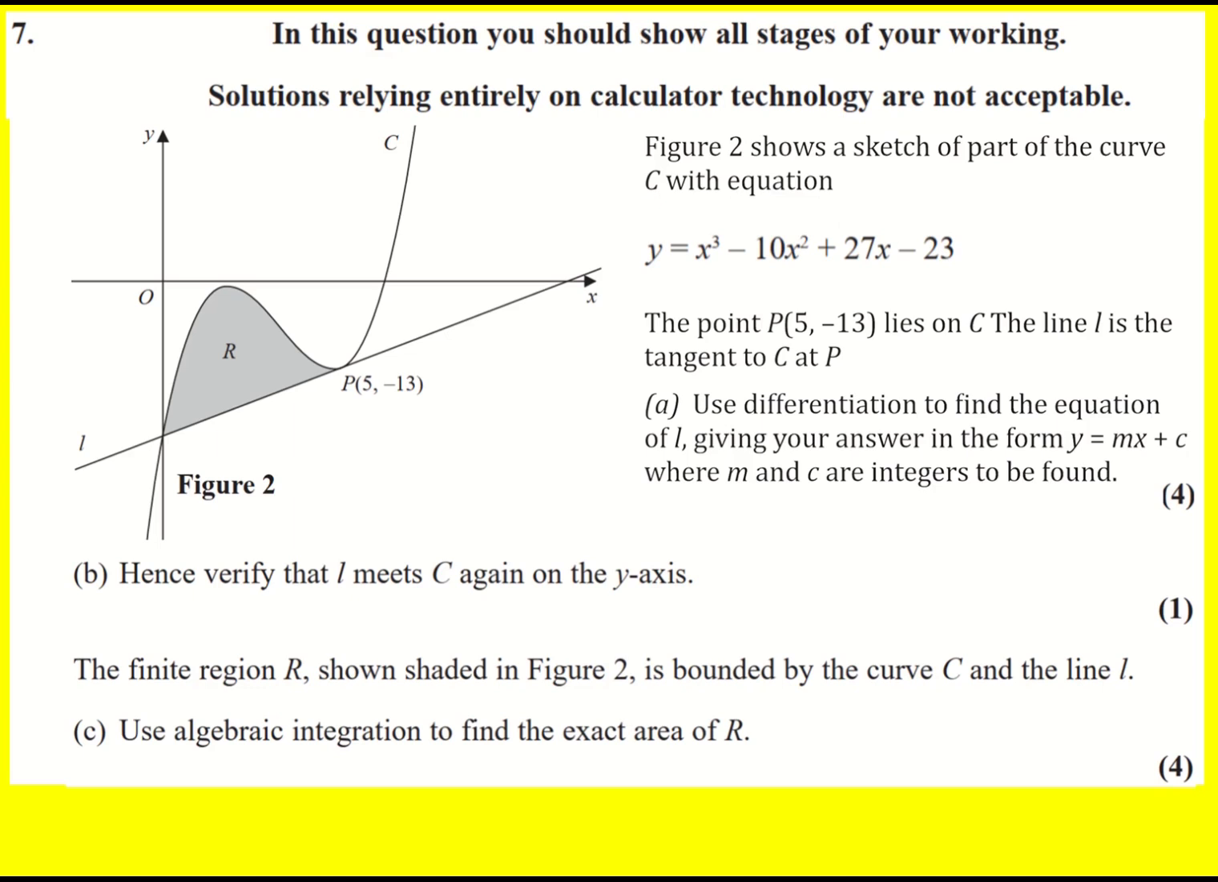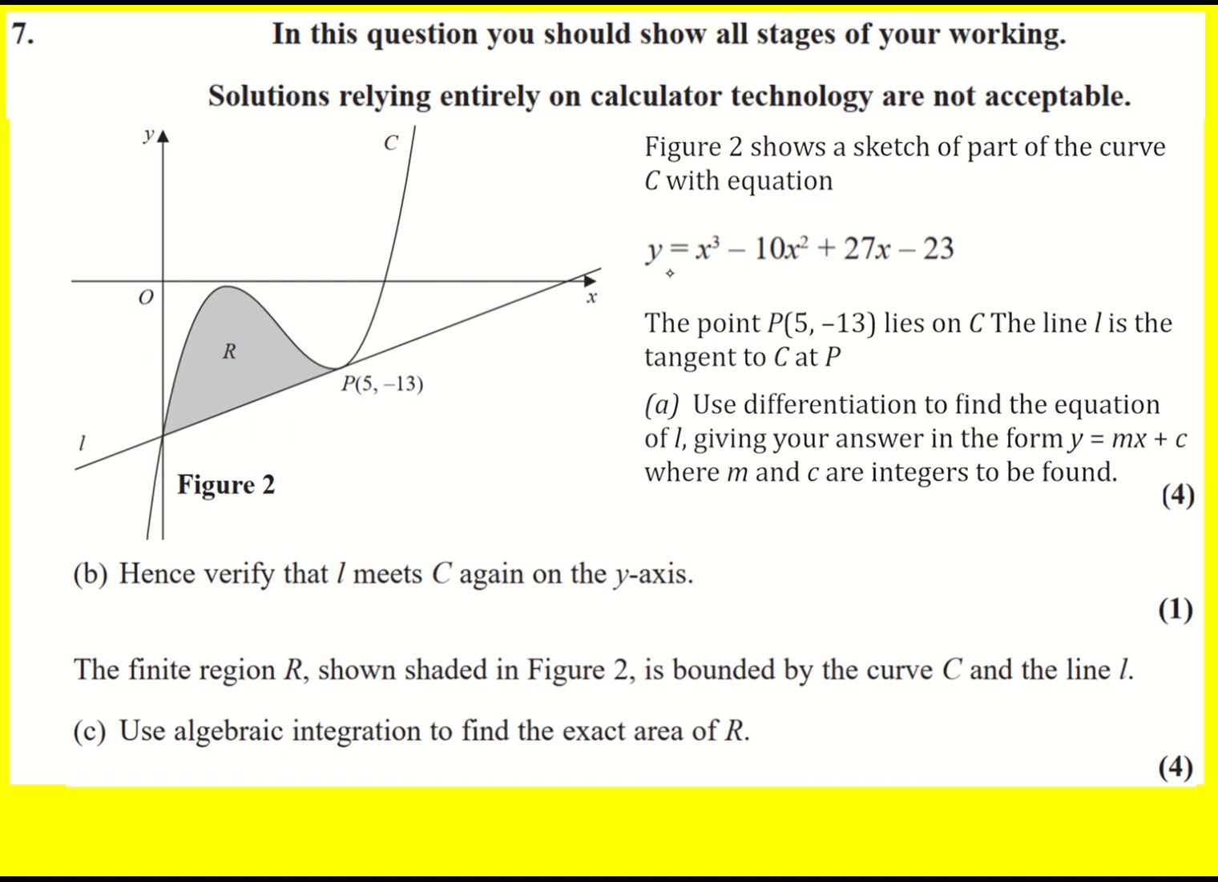Right, we've got a cubic C, and the point P (5, -13) lies on C, and the line L is a tangent, it just glances off the curve at P. Use differentiation to find the equation of L, giving your answer in the form y = mx + c.